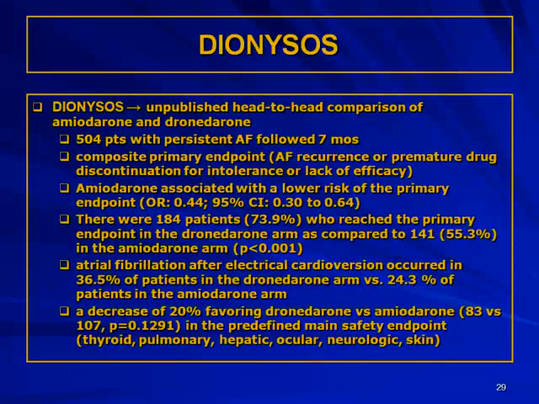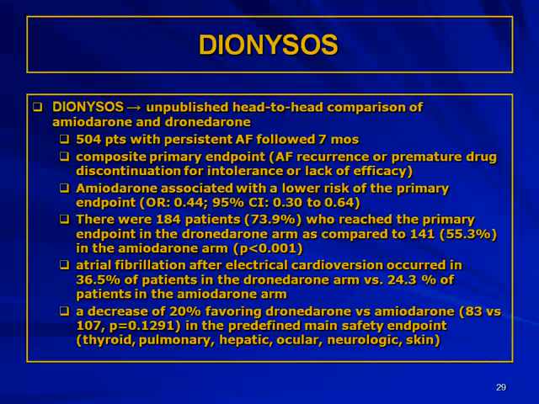Slide 29, the DIONYSOS trial has not been fully published. The abstract is available. There's been a meta-analysis where the results of this trial were included. I don't know what's holding up the full publication, but as of February of 2010, we don't have the complete publication. It is the only head-to-head comparative trial of amiodarone and dronedarone. 504 patients followed for 7 months. All of these had persistent AFib. So not a huge number of patients, not probably truly powered for mortality, and not a long follow-up.